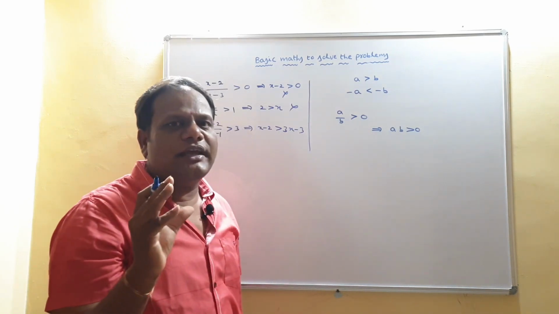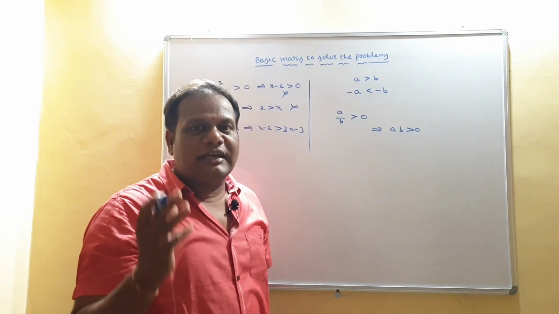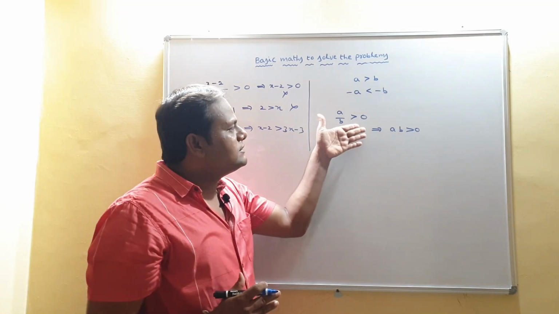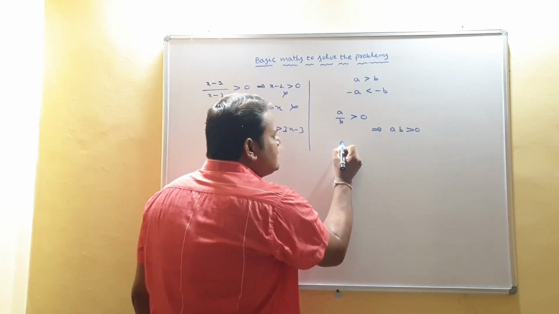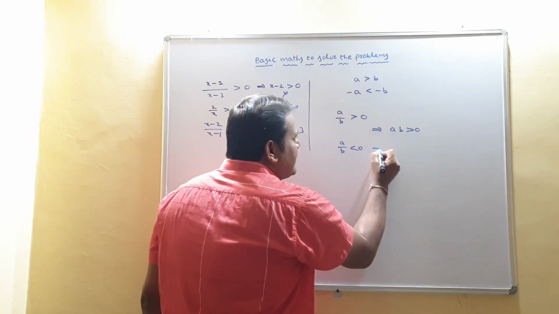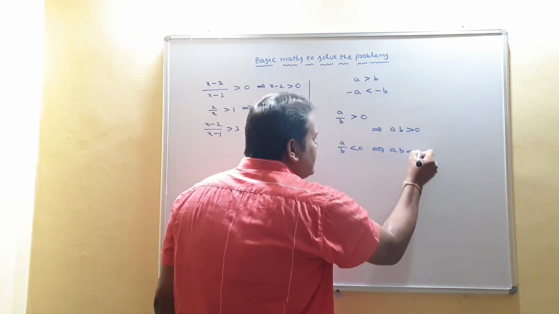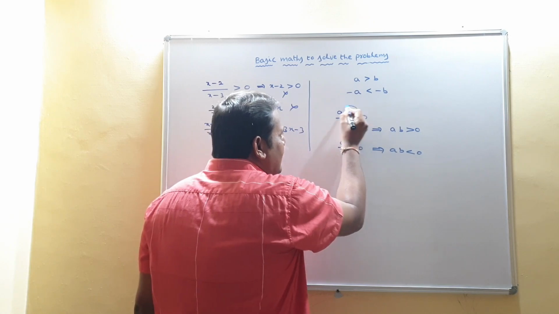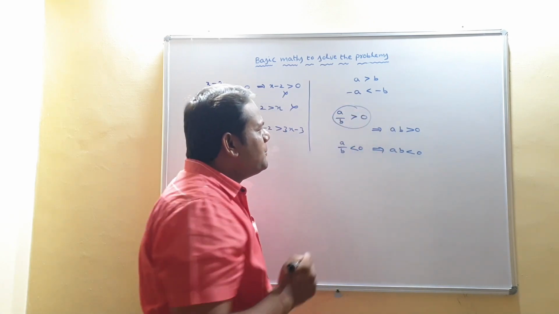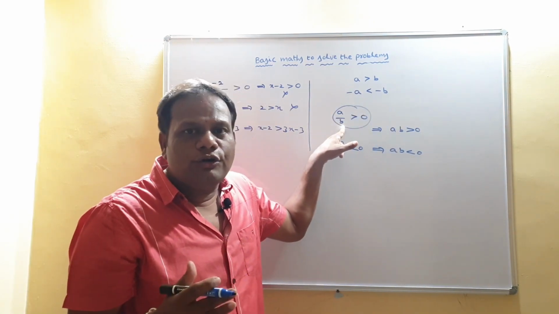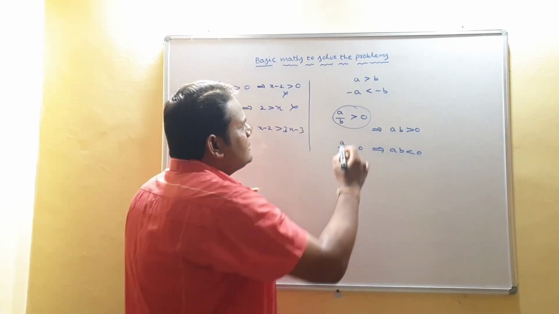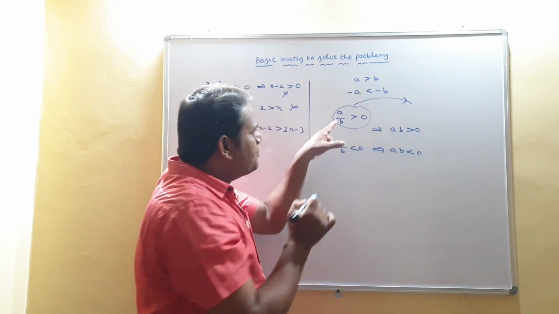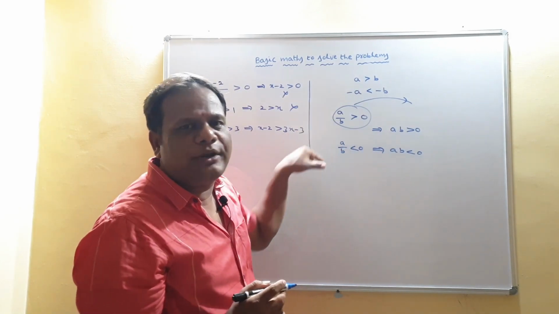So while solving any question, if you arrive at a step like a by b greater than 0, simply you take a into b greater than 0. Or if it is a by b less than 0, there you write a into b less than 0. Already I am telling you, don't do cross multiplication. Why? Because we don't know whether b is positive or negative. That is the reason you multiply both numerator and denominator with b.